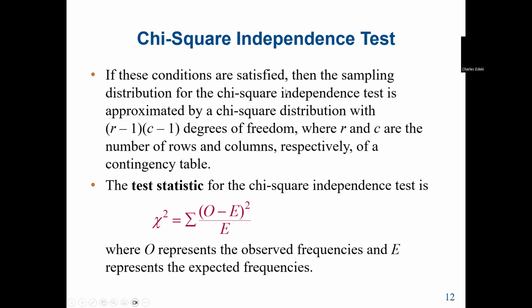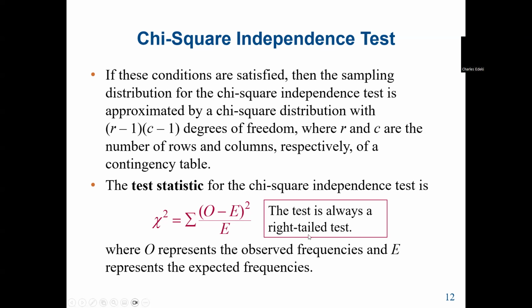Now, if these conditions are satisfied, then the sampling distribution for the chi-square dependent test is approximated as the following. And also the test statistic, we use the formula here, x squared equals the sum of the difference between the observed and expected, all squared, divided by the expected frequency. Again, the O represents the observed frequency, and the E represents the expected frequency. Observed frequency will be given to us. That's more or less the sample. And the expected is what we find. So the test is always a right-tail test for chi-square independent test.